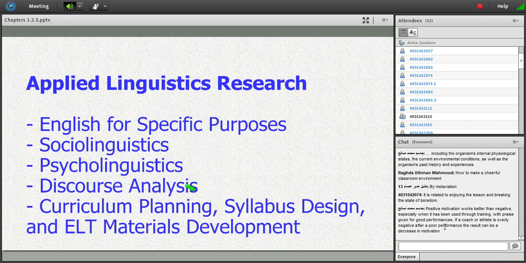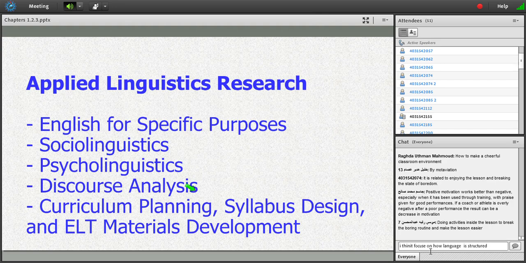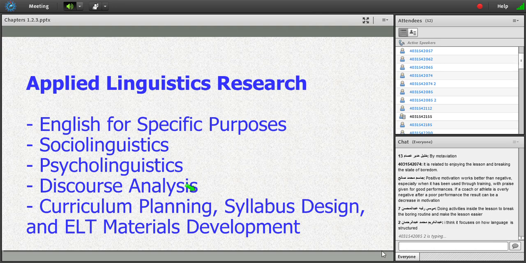Can you tell me what topics can be considered as topics of research for discourse analysis? What do we mean by this? Yeah, to break the boring routine. That's right. That is what we should do, and we can actually conduct research on that.